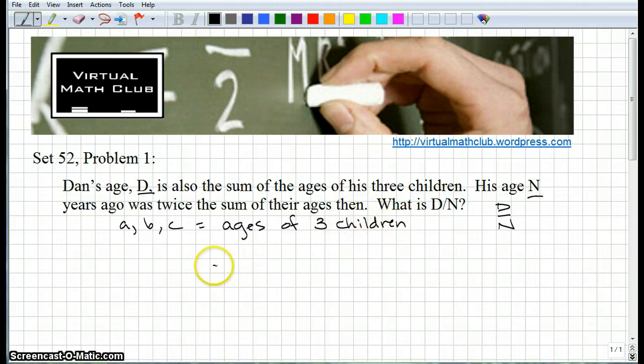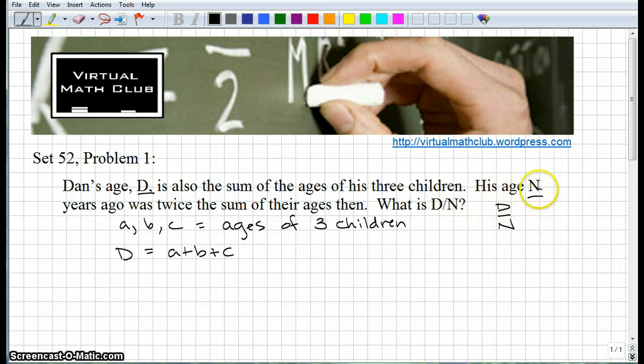Okay. And then I can say right off the bat, Dan's age is the sum of those 3 children's ages, so that's just D is equal to A plus B plus C. Alright? So that's that first sentence translated into an equation. Now let's look at the second sentence and translate that sentence into an equation.